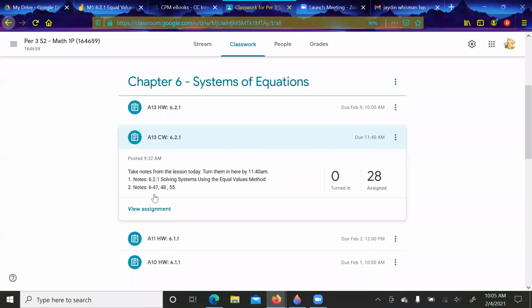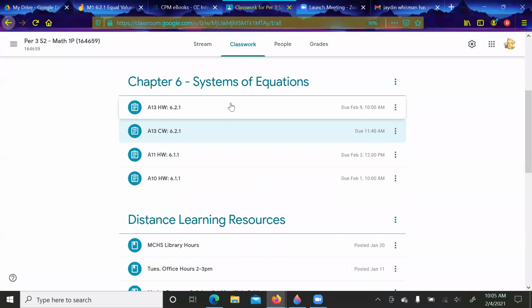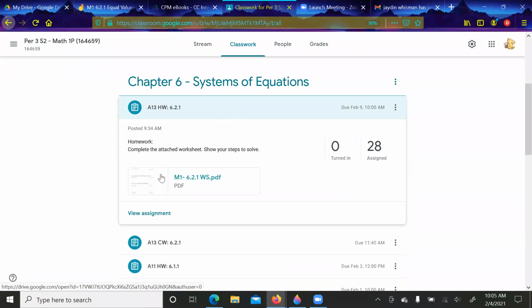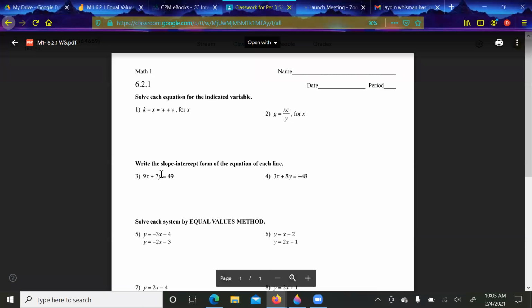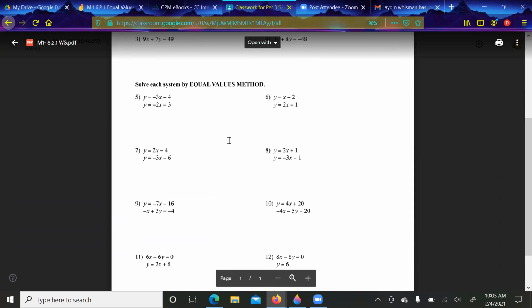Start recording. So yeah, we're going to do 47, 48, and 55. Take notes on those, submit them today before the end of class for credit. And then your homework is a worksheet on what we're learning today and some things we learned in the past, like these two are a review. Today, we're learning this part, solving by the equal values method.